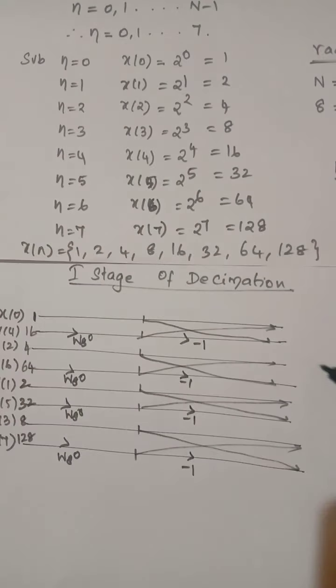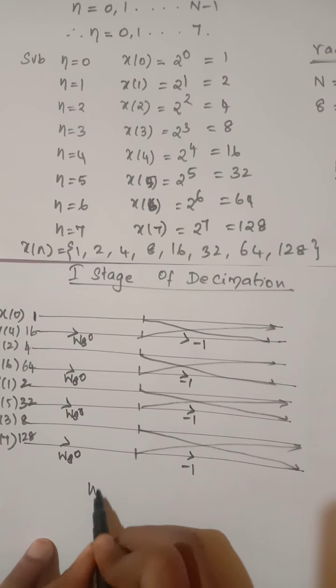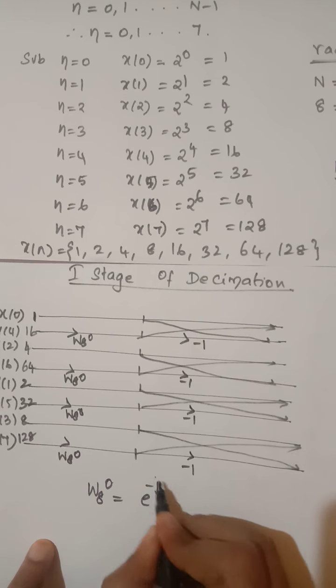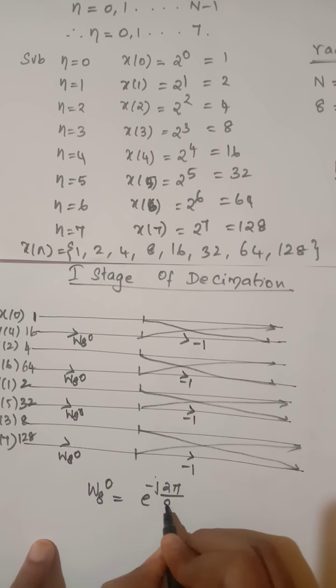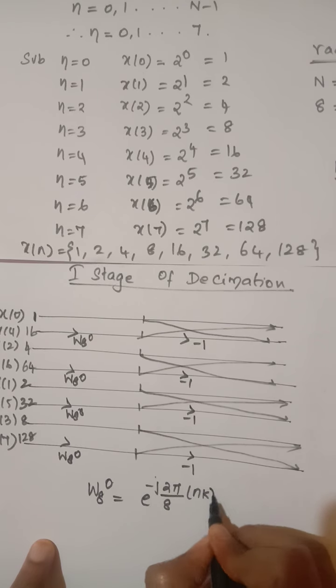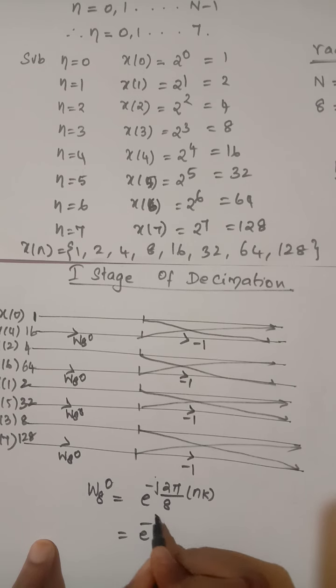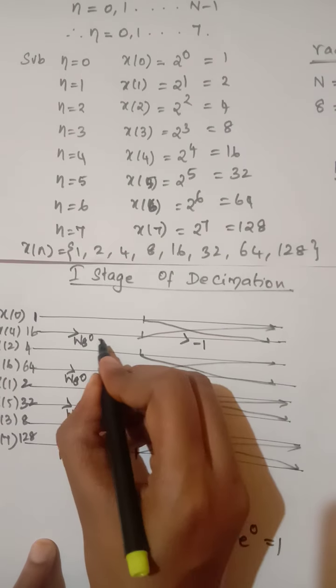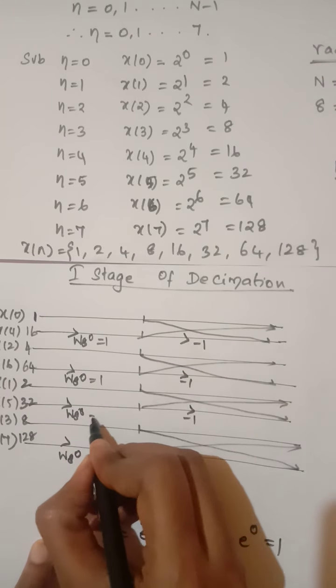We have already seen in the theoretical classes how we got these values, -1 and W8 power 0. The next step is we need to know the value of W8 power 0. W N power nk is e power minus j 2 pi nk by N. Instead of nk, here we are having 0. So e power 0 is equal to 1. So the value of W8 power 0 is 1 in this case.